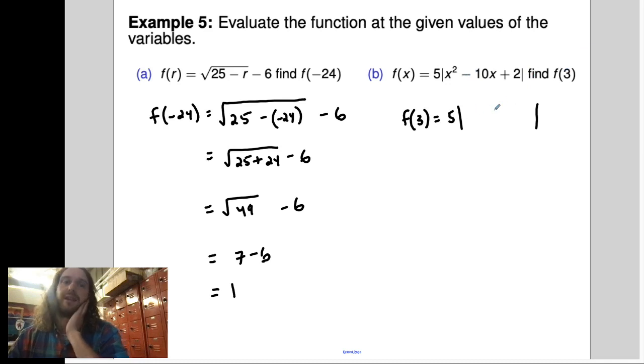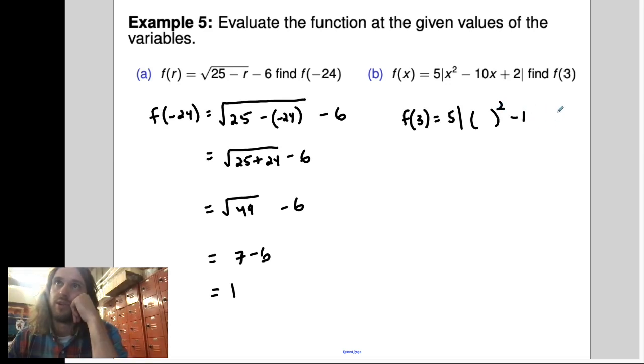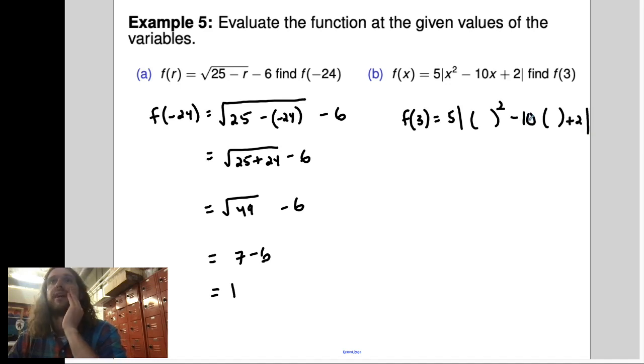Inside these bars, and I'm probably going to need to move this over just a smidge, everywhere there's an x, we're putting empty parentheses. It takes no math at all to do this. You just go through and put empty parentheses in there. Plus 2 in the bracket. Now I'm going to go through and put a 3 in every slot there.